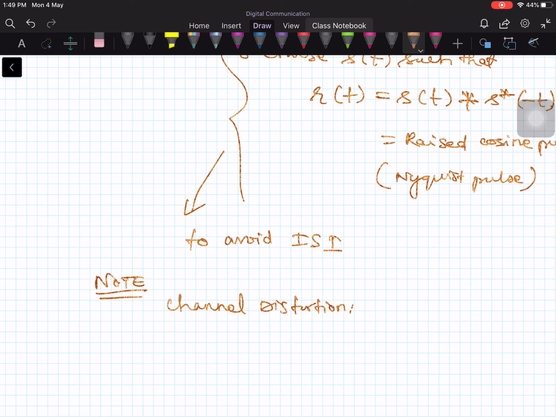We assume the channel is ideal. So we have modeled the channel for our discussion as ideal. The channel does not distort the signal. If the channel also distorts the signal, then the receiver structure has to be changed. The same structure we cannot use.